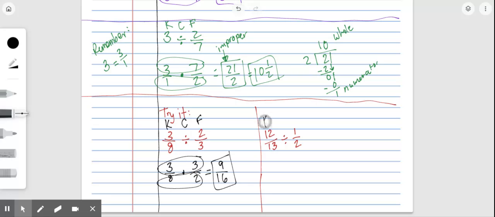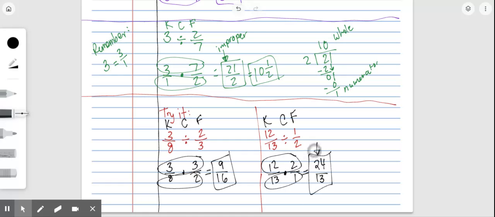Do the same on this other one. I'm going to keep 12/13. I'm going to change that division into multiplication, and I'm going to flip 1/2 to 2 over 1. Okay, and now I've got 12 times 2 is 24, and 13 times 1 is 13. Okay, 24/13. This is a final answer.